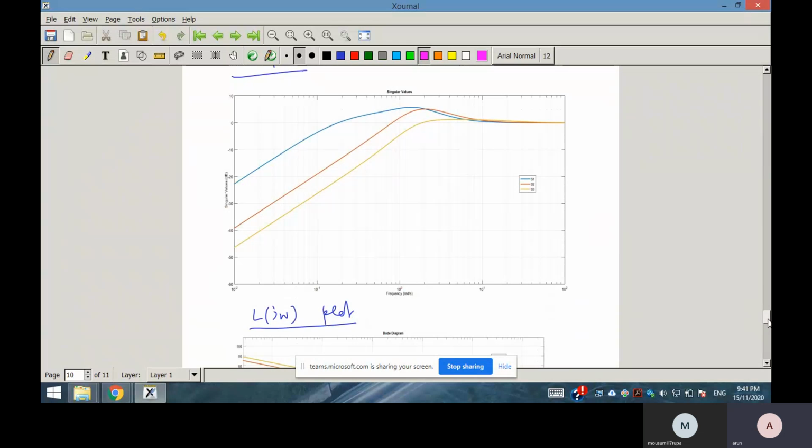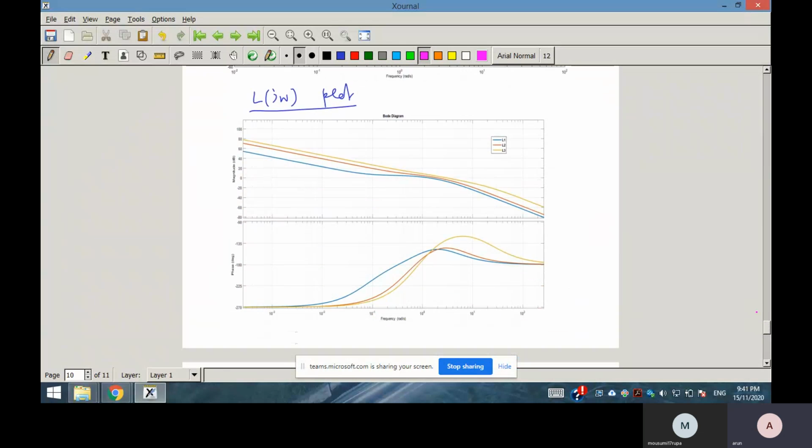The MS should be less than 2 for a good design. Also check whether your disturbance attenuation and noise attenuation are proper or not.